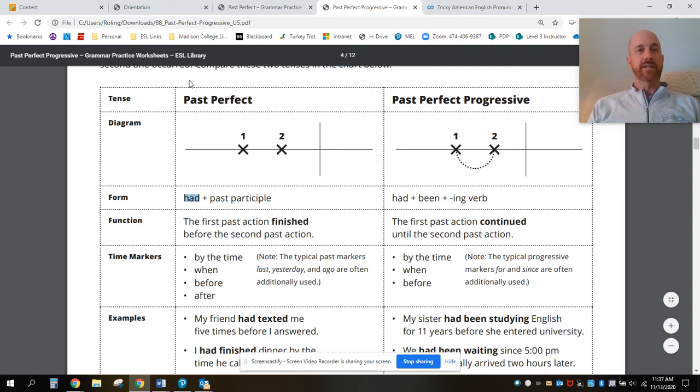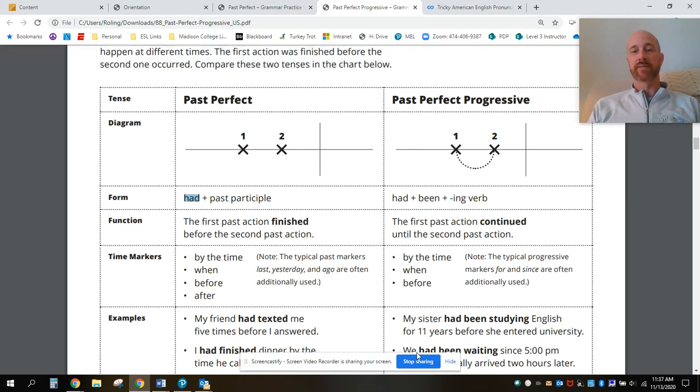You might want to study these charts in Blackboard, but that's a quick overview of the difference between the past perfect and the past perfect progressive.